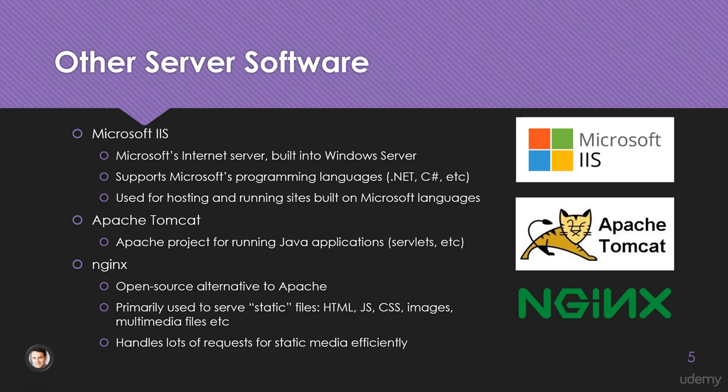It grew popular primarily for its strength in serving static files such as HTML, JavaScript, and CSS, and images and multimedia files. Its claim to fame is that it can handle a lot of requests for static media efficiently. Though Apache with the latest release has caught up in this regard, Nginx, as it's called, has also been growing in popularity recently.